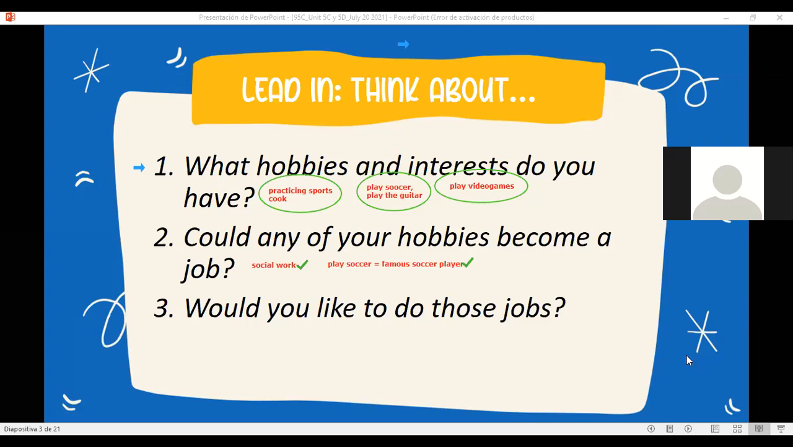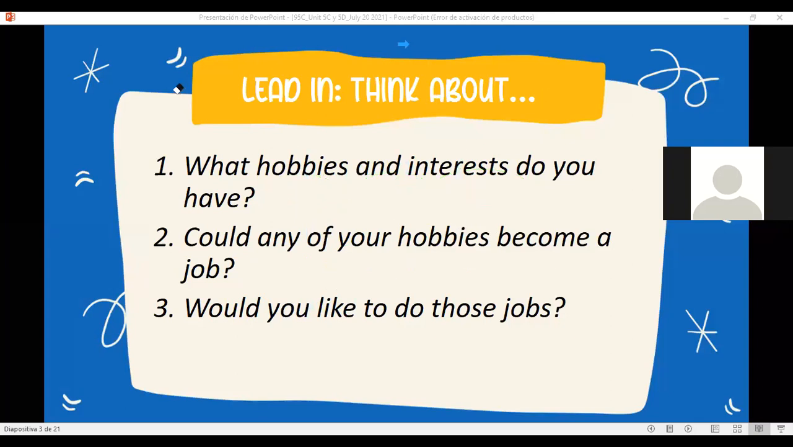Aldrich, for example, can you tell me, would you like to do any of these jobs? Maybe would you like to be a soccer player? Yes, teacher, I like play soccer. Okay, you like play soccer, so you would enjoy these kind of jobs, right? The thing here is that some of our hobbies could actually become a second job, right? Or maybe they could be our first option of work or study, okay?